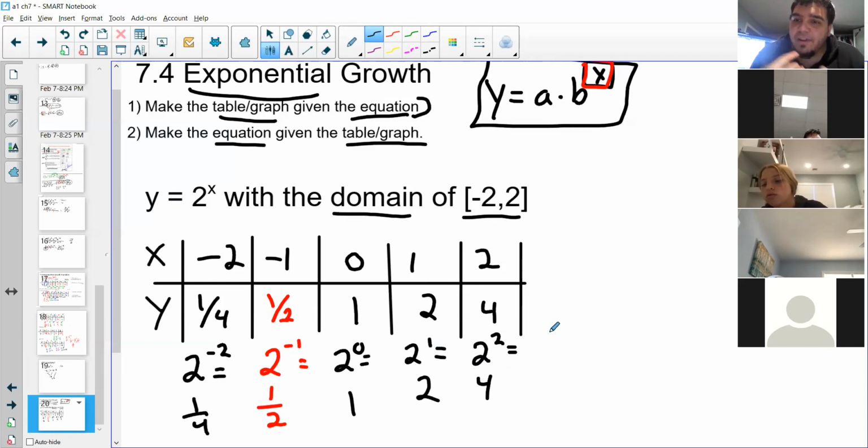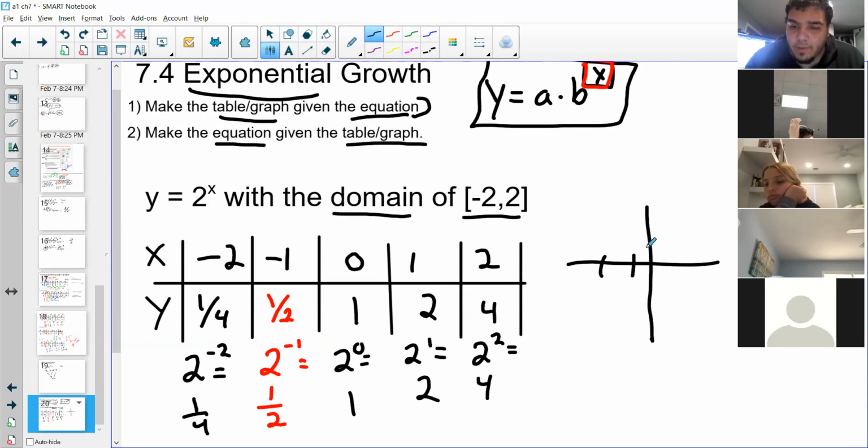Now I don't have the tables and the graphs to send to you. If I was physically there, I would have it printed out. But basically, your graph would look like this. 1, 2, let's make sure it goes up to 4. At -2, it's a quarter or 0.25. I'll use a different color so it's clear. So that's barely above 0.